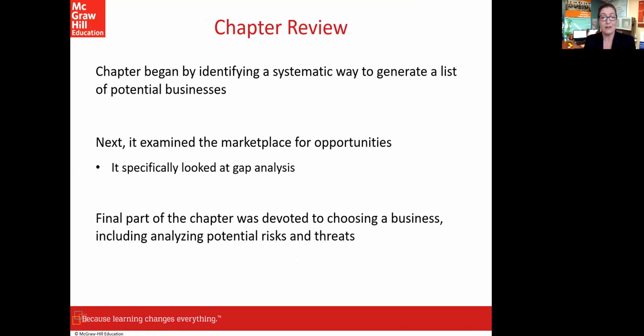We began the chapter by identifying a systematic way to generate a list of potential business ideas. Then we looked at undertaking a gap analysis to examine the marketplace with regards to these business opportunities. And then we put these two things together. Generate the business ideas, evaluate the business ideas. The gap analysis shows us the way.